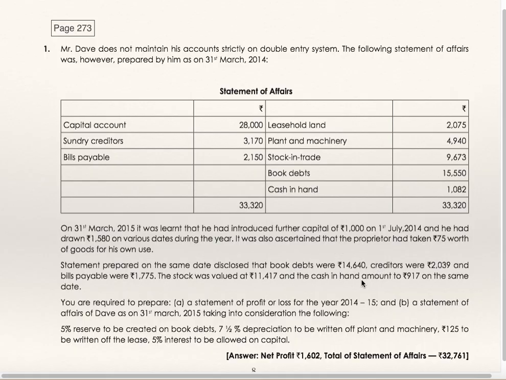Book debts are 14,640, 5% RDD. 7.5% depreciation to be written off plant and machinery. Plant and machinery 4940, depreciation 7.5%. 125 to be written off lease. From lease you are supposed to write off 125. 5% interest to be allowed on capital. Opening capital, calculate 5% interest, and additionally he has introduced 1000 on 1st July 14.